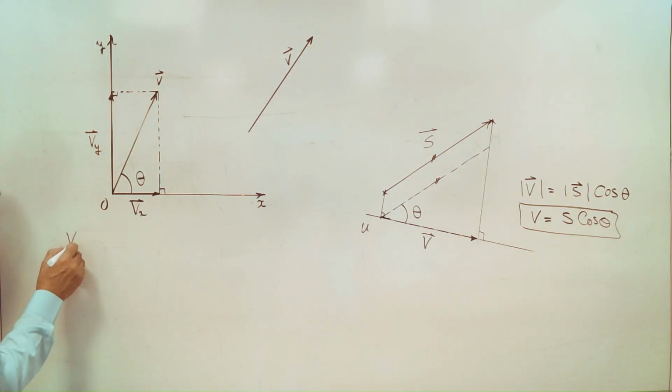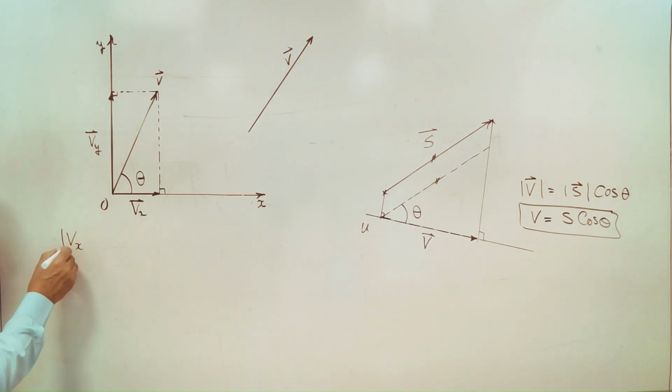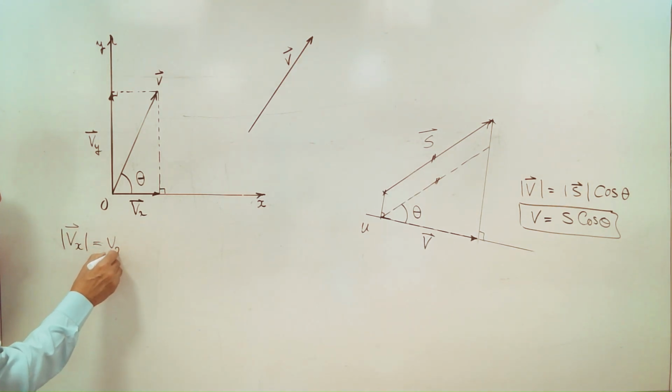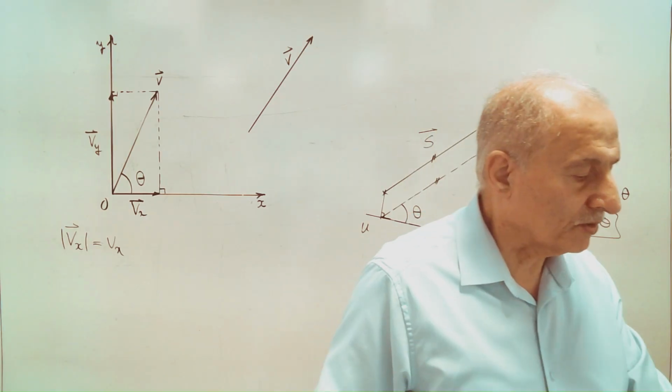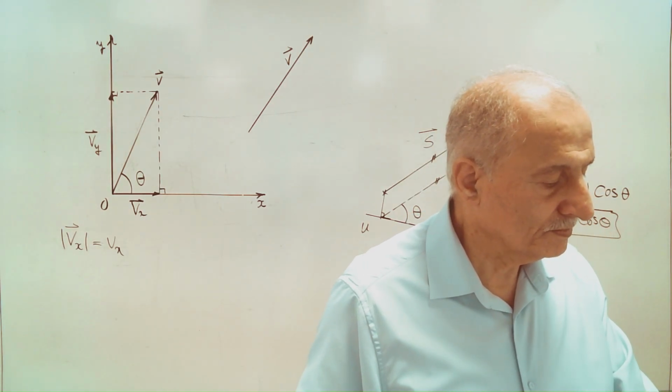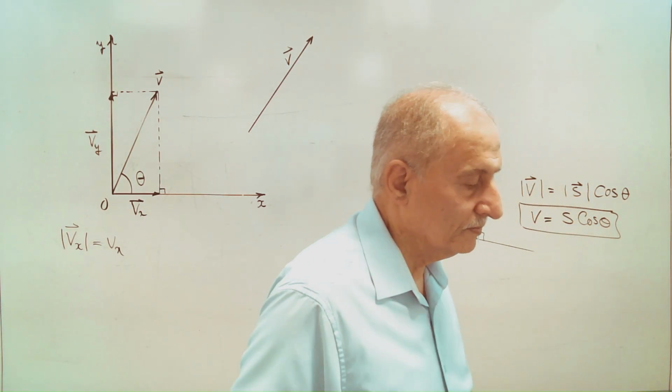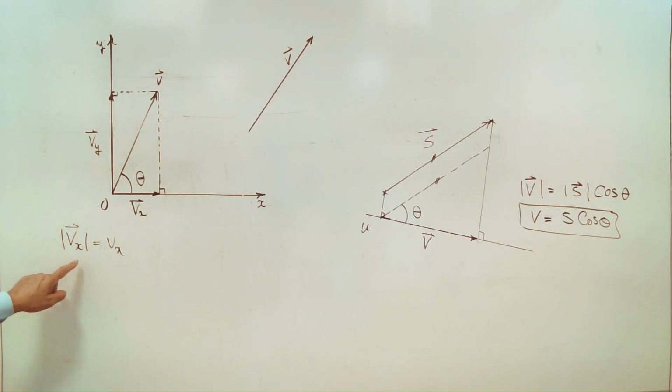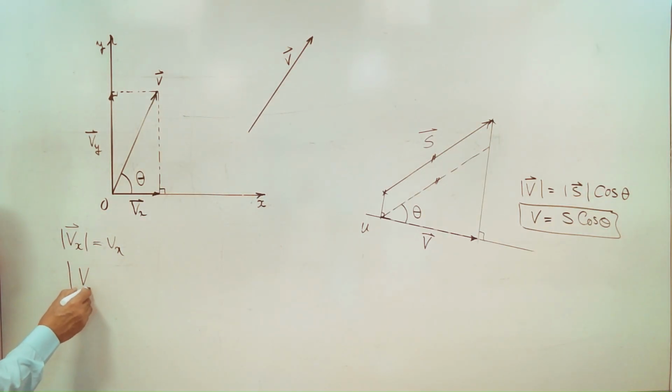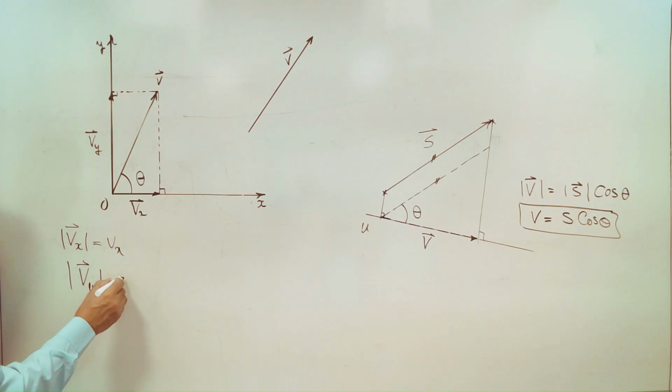Vx, you can show the magnitude of Vx, and the magnitude of Vy is called Vy. Simply Vy.